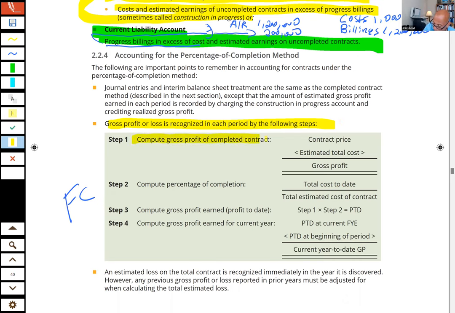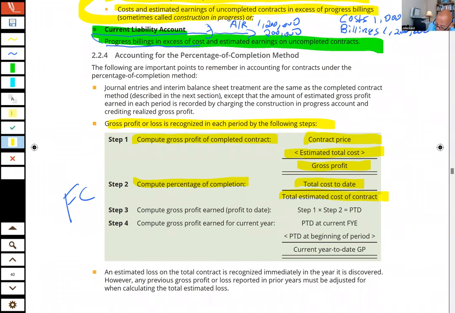Okay, so first of all, step one, get the contract profit. The profit is contract price minus the estimated total cost, which gives me my estimated gross profit. Now, to figure out what percent done I am, I take the total costs that have been incurred to date and divide that by the total estimated cost of the contract. That gives me the percent done. So if my total costs to date are 700,000 and the total estimated cost of the contract is 1,000,000, I am 70% done.